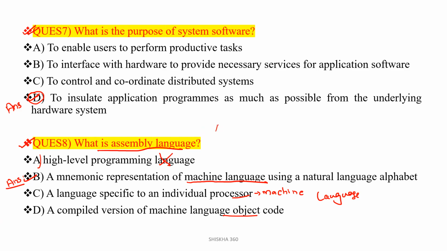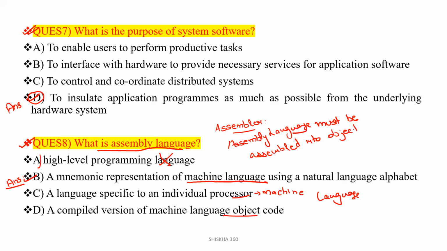Earlier I asked what is the definition of the word assembler here. Basically, assembly language must be assembled into object code via or through an assembler.